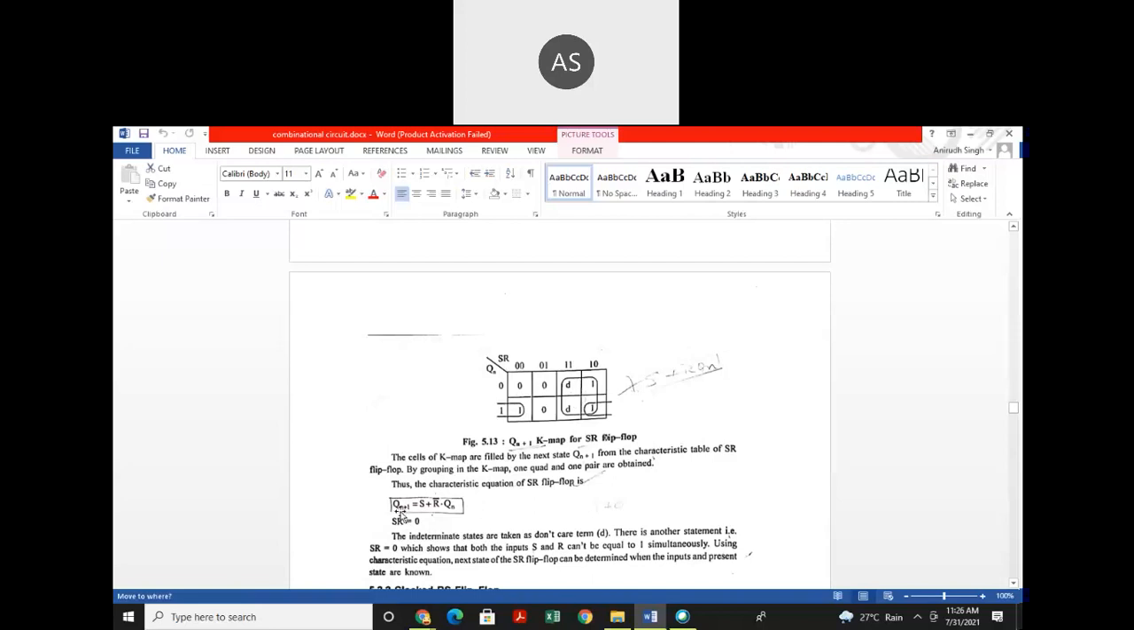next state. Next state is always written as Qn plus 1, and this is given by S plus R bar multiplied by Qn. And SR is equal to 0, which indicates that both inputs cannot be equal to 1 simultaneously, which is the prohibited state in the SR flip-flop.